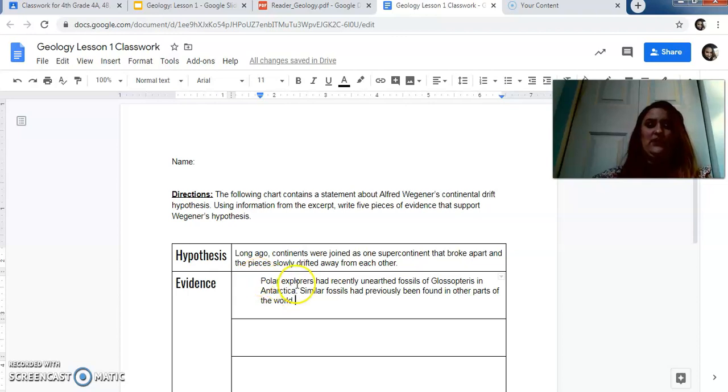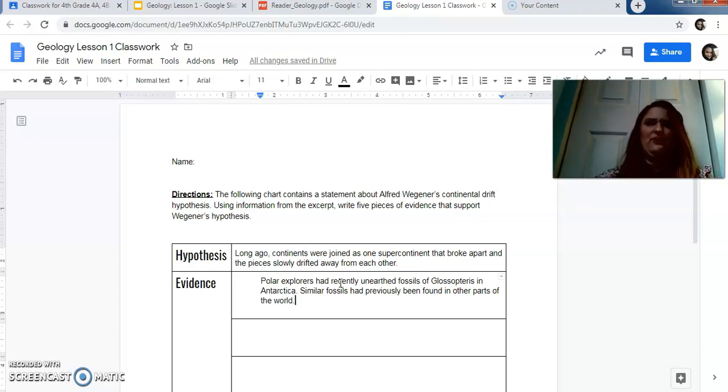It says polar explorers had recently unearthed fossils of Glossopteris. I'm definitely slaughtering that word. In Antarctica, similar fossils had previously been found in other parts of the world. So this is a piece of evidence that proves that the continents were once stuck together, because if there is evidence of this animal in Antarctica, but let's say there's evidence of it also in South America, then at one point they had to both be pushed together, because how are they going to live in different places?